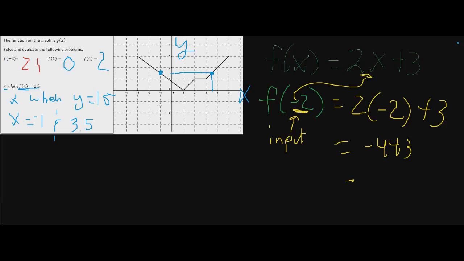So that's how we go about solving this. I hope that clarifies the difference between a number inside our parentheses, like in this problem here, versus a problem where I'm giving you the output, the y value.